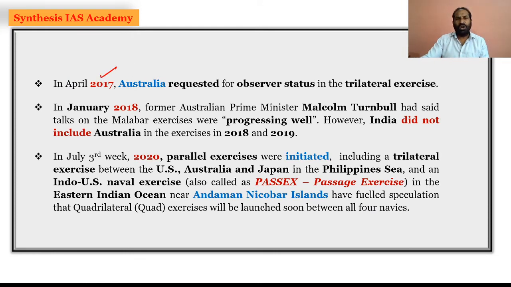In 2017 Australia requested observer status in the trilateral exercise, and in January 2018 the then Australian Prime Minister Malcolm Turnbull said there were talks going ahead regarding the Malabar exercise, and that the talks were progressing well for Australia's entry into the trilateral Malabar exercise. However, India did not include Australia in the exercise of 2018 and also in 2019.